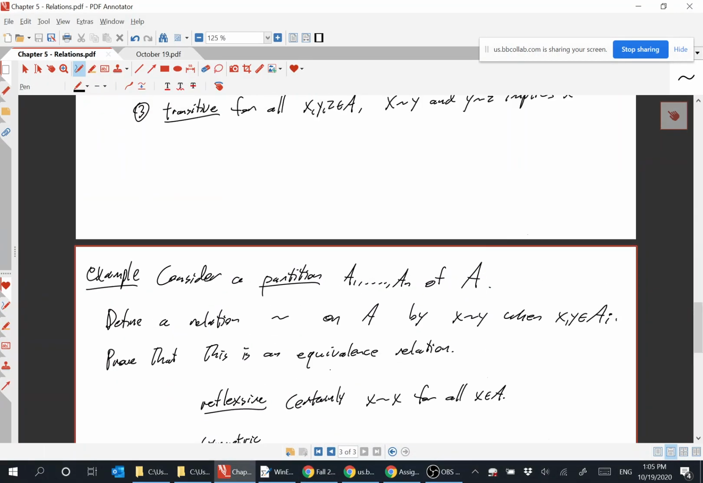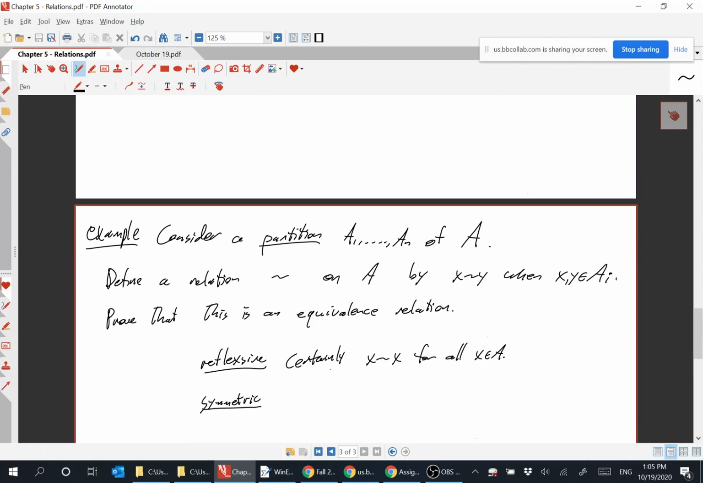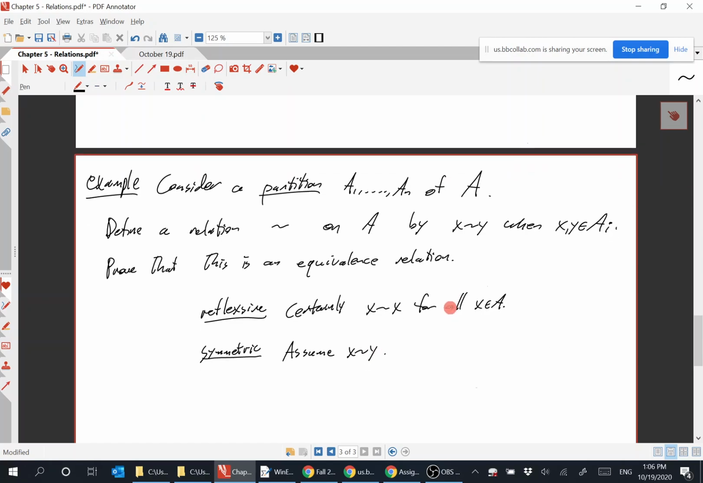All right. So we're going to do a direct proof. Assume x is related to y. That means what, as far as this partition goes? That means what?